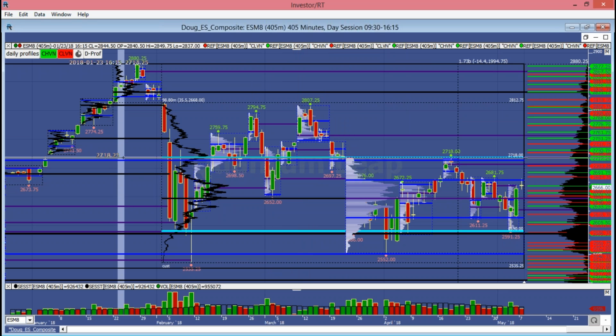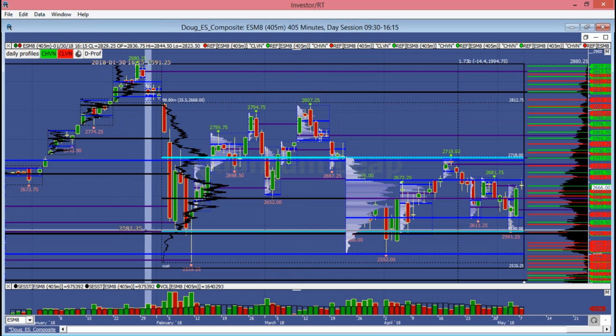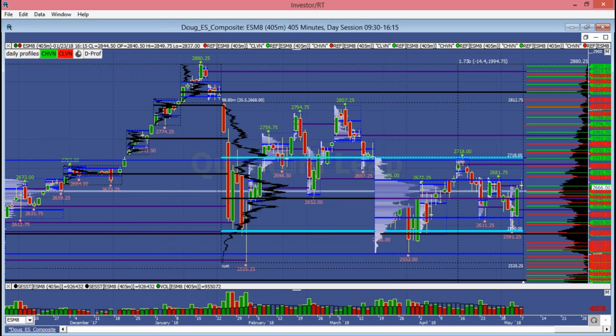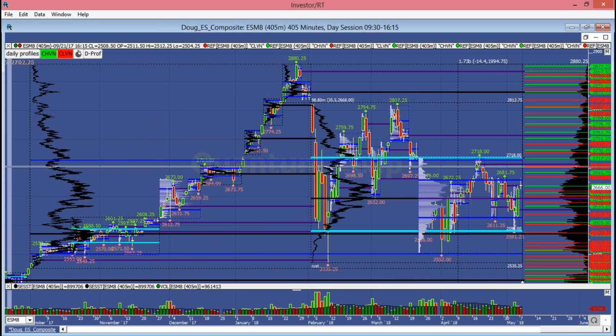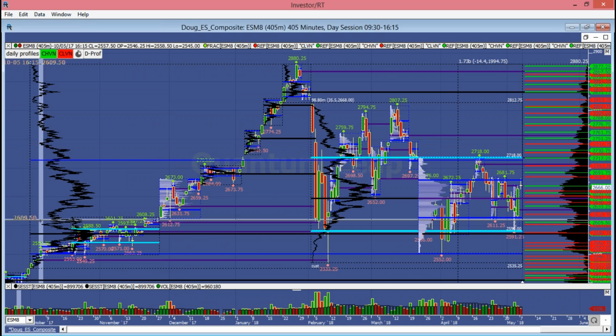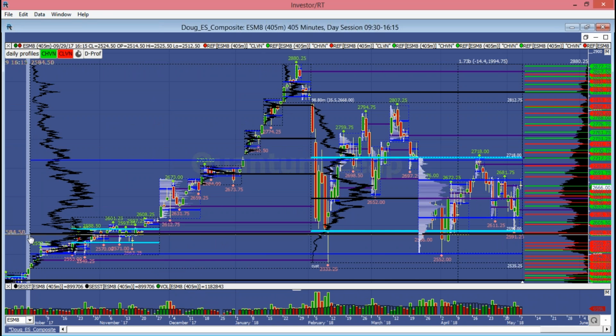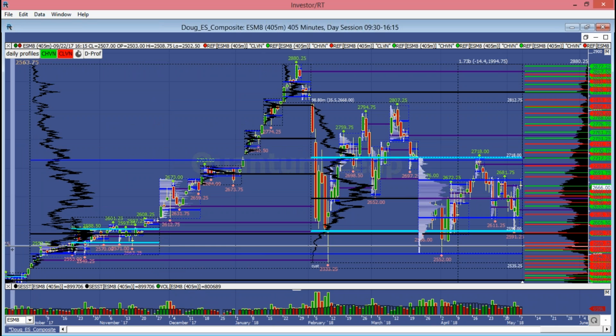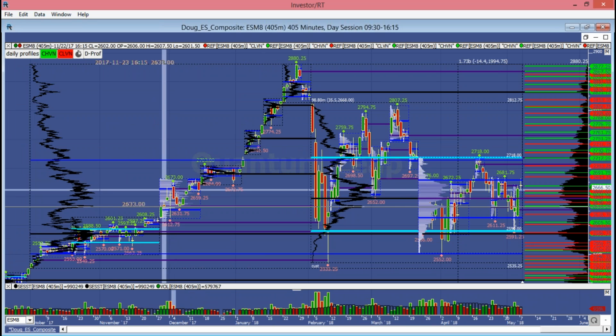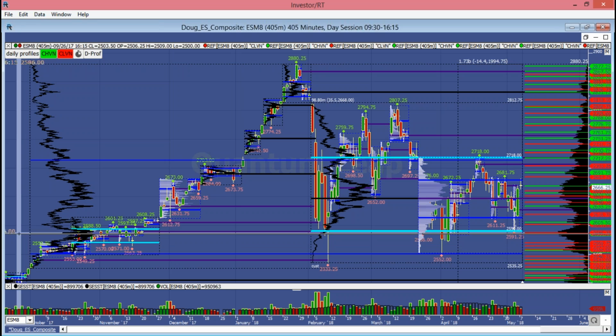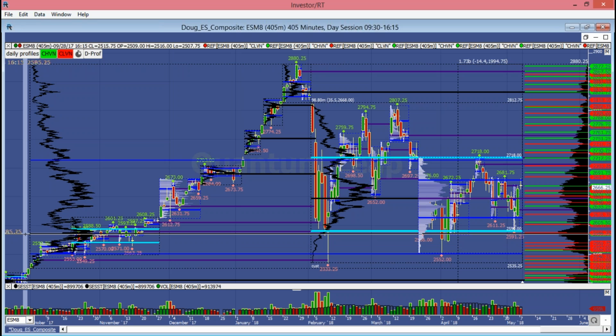It's right from 2718 area all the way down to the 2589 area, which is also just above, and very important to know that the longer time frame microcomposite VPOC, or the most traded price going back to the start of this upward trend, the microcomposite VPOC is down here at the 2586 area.